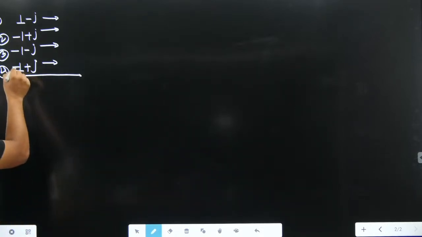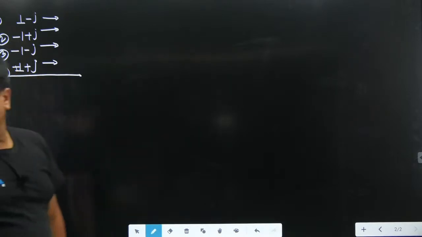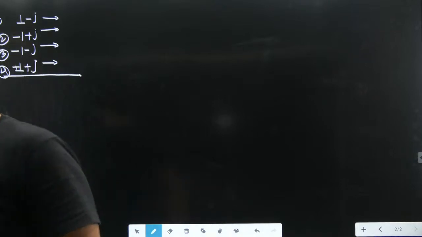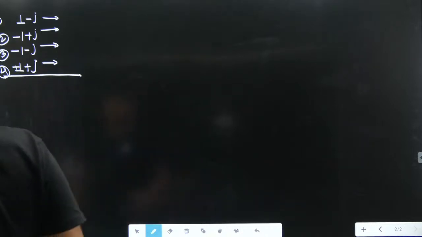You can write this as plus 1 plus j. Tell me how much angle would be offered by the first system. So the answers have started coming. As per the picture, the first angle would be minus 45 degree.